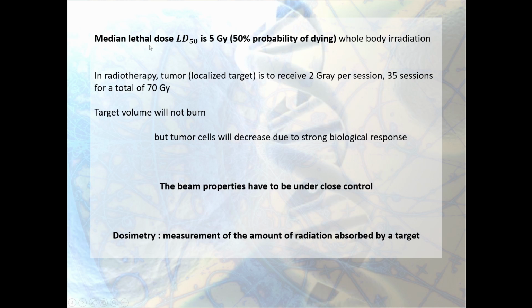You may know that if the whole body of a human being is irradiated, the median lethal dose is 5 grays, just 5 grays. So with this small amount of dose, you've got a 50% probability of dying.